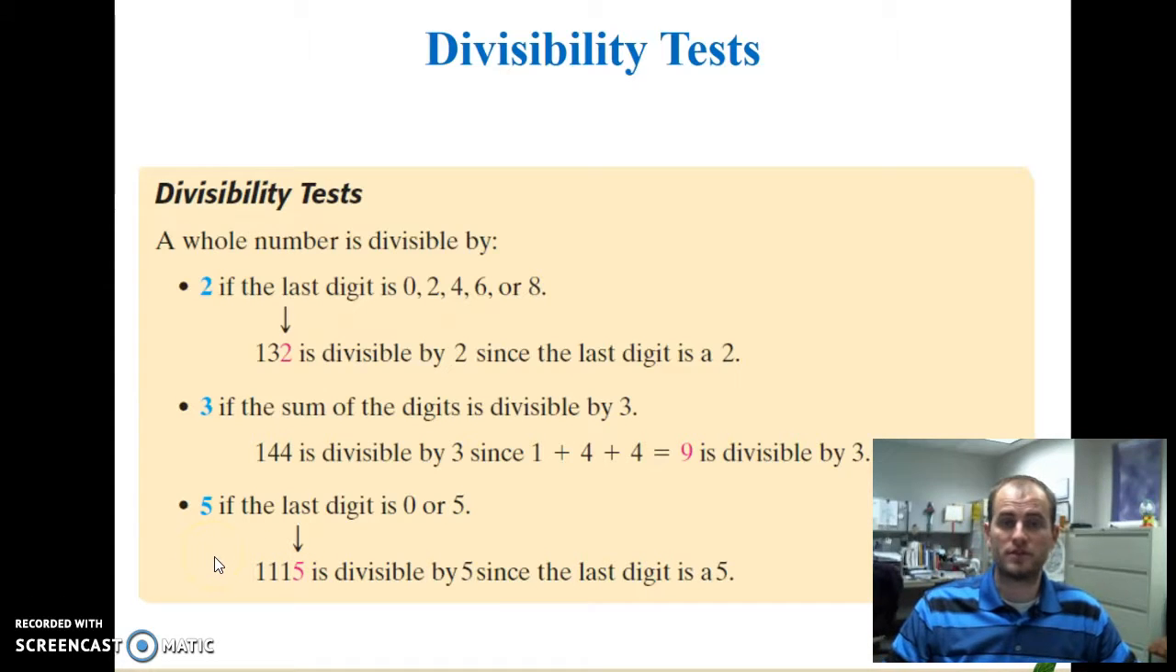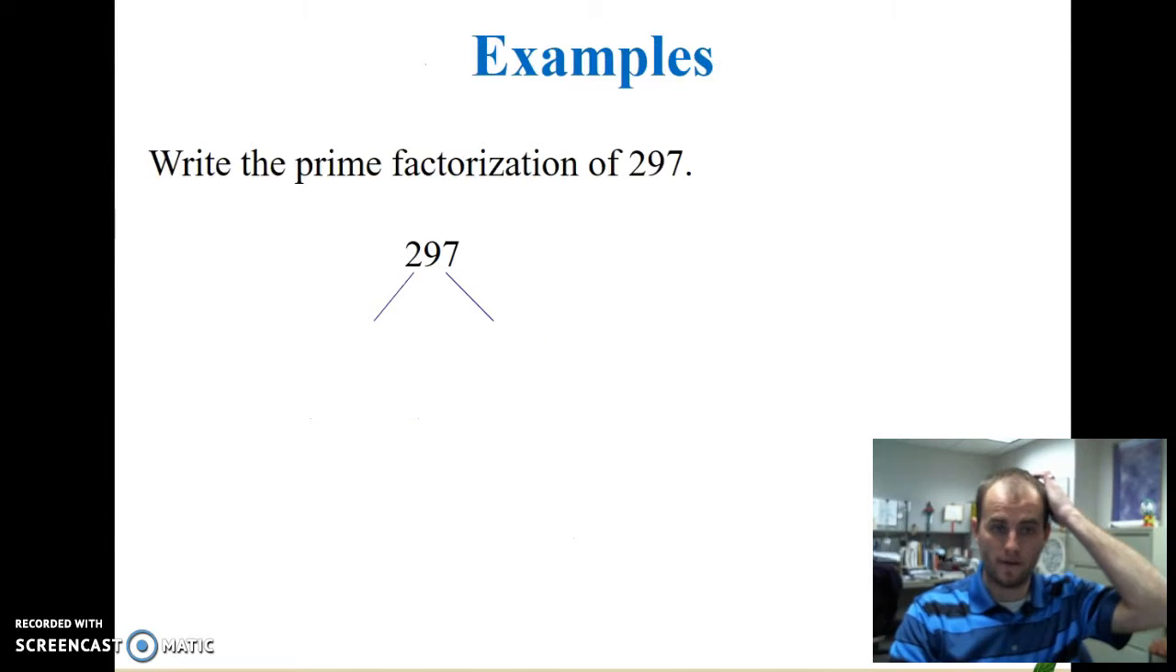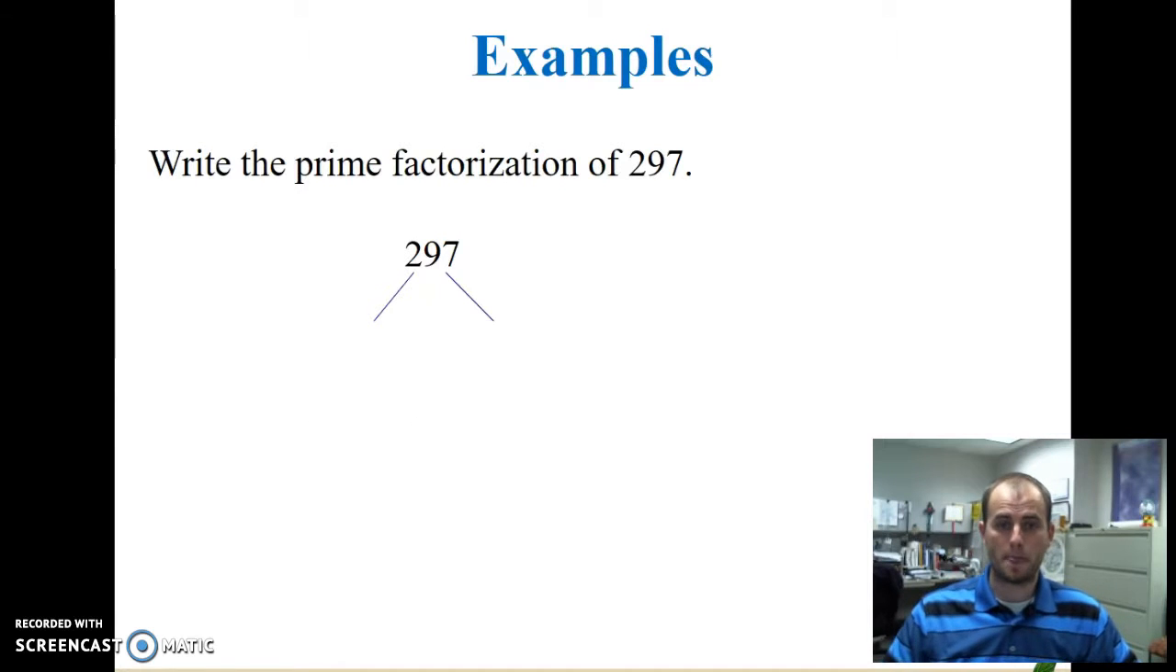To figure out if a number is divisible by 9, it's the same rule as 3: if the sum of the digits is divisible by 9. So for 144, 1 plus 4 plus 4 is 9, so 9 would also go into 144. If we have 1,115, 1 plus 1 is 2, plus 1 is 3, plus 5 is 8. So 9 would not go into here because 9 does not go into 8. 3 also would not go into here because 3 does not go into 8. So those are some divisibility tests to help you figure out what goes into numbers like 297.